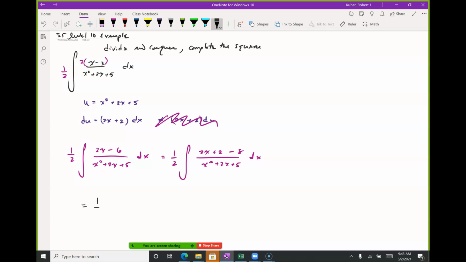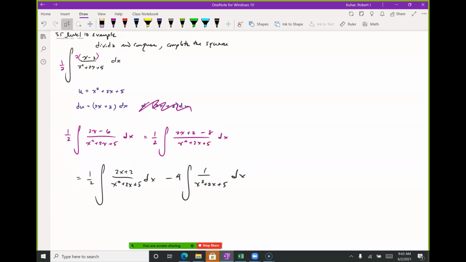So I've got 1/2 of the integral of 2x plus 2 over x squared plus 2x plus 5 dx minus 4 times 1 over x squared plus 2x plus 5 dx. The 1/2 and the -8 canceled there to the -4. So there's my divide and conquer. Split up my numerator into the piece I want and the leftover piece, both over the denominator. It's like undoing common denominators, undoing adding fractions.